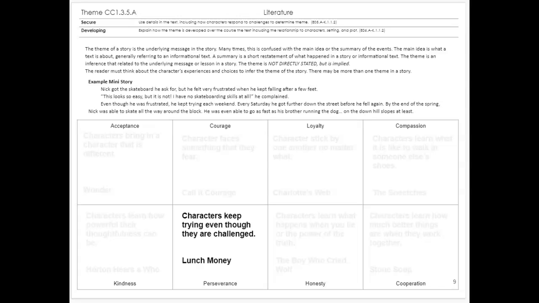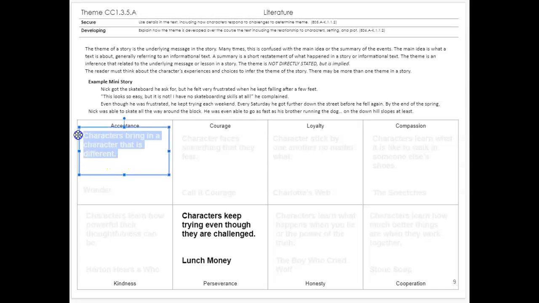So let's take a look at these other themes. Are these all themes that are taught in all of literature on this page? Absolutely not. However, these words, acceptance, courage, loyalty, compassion, kindness, honesty, and cooperation, are frequently present and frequently themes of a story.